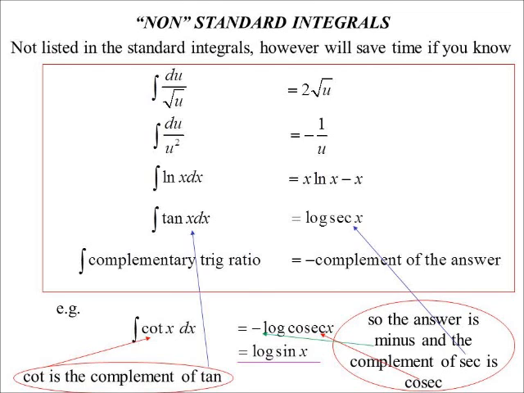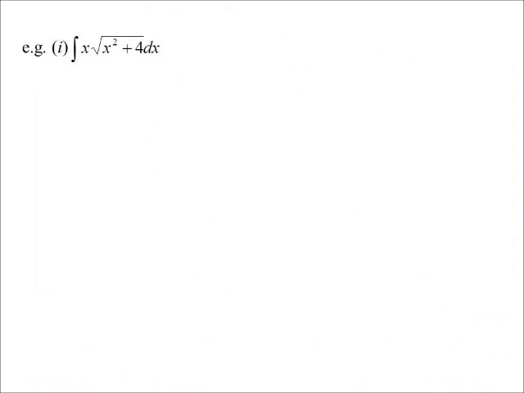Okay, let's have a look at some. So x times the square root of x squared plus 4. Now it is in the form, you'll notice, derivative times function, although it's not quite the derivative. And that's probably how I would do it in reality.